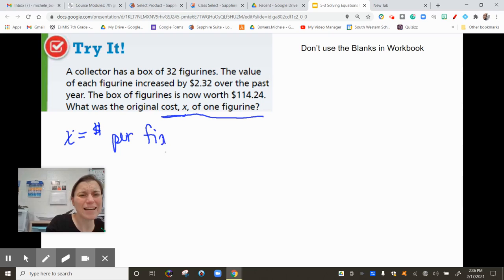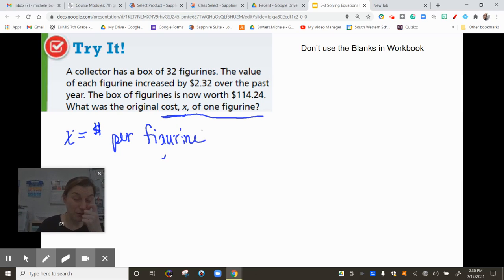And a figurine is kind of like, it could be anything really. Almost like an action figure, or possibly something that's like ceramic, or something that you would look at. So what is the cost per figurine? And when you're writing this equation for yourself, you want to keep in mind that there's blanks in the workbook, you can ignore them. You can just go ahead and cross them out. You're just going to use the blank space in your workbook.